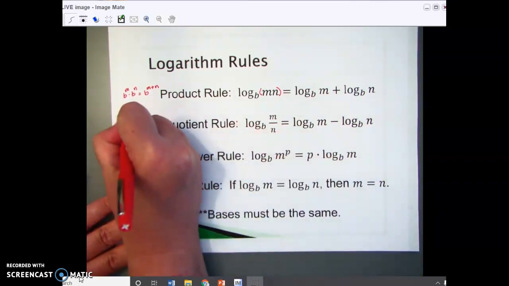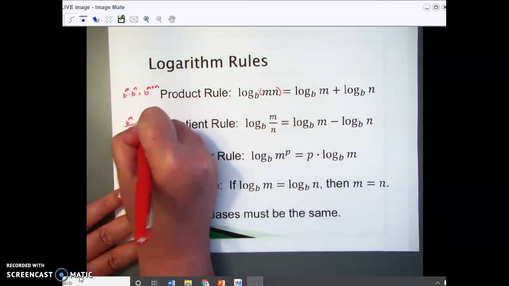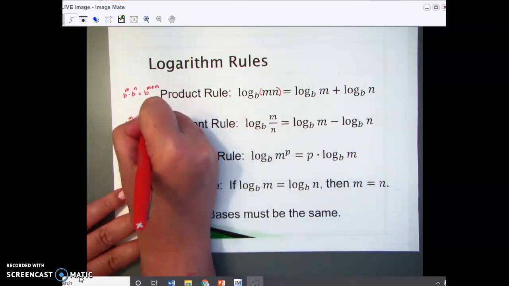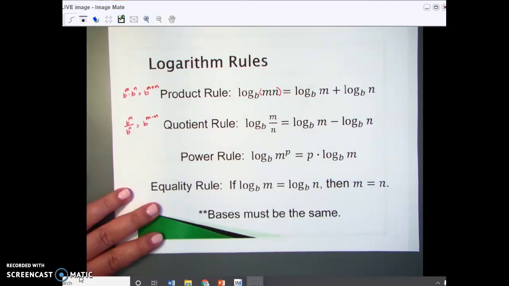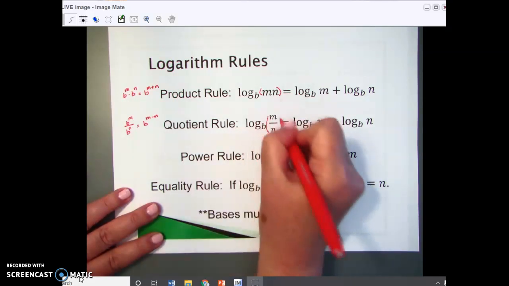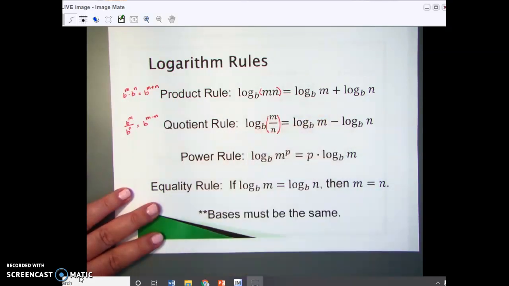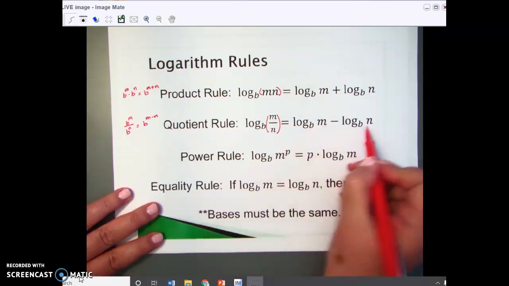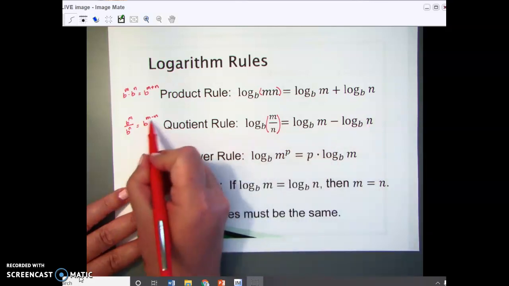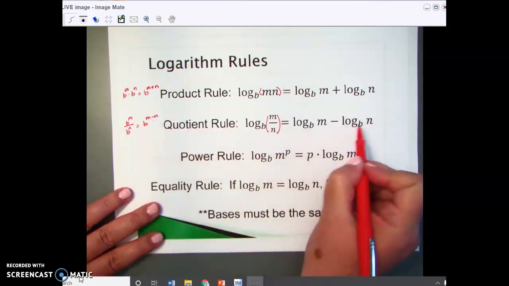So here, if I have b to the m divided by b to the n, we said that the exponent rule would tell us that it's b to the m minus n. So the same thing here. If I'm dividing m divided by n inside a single log, then the way I can simplify that is take the log of the first minus the log of the second. So m minus n here, log base b of m minus log base b of n here.